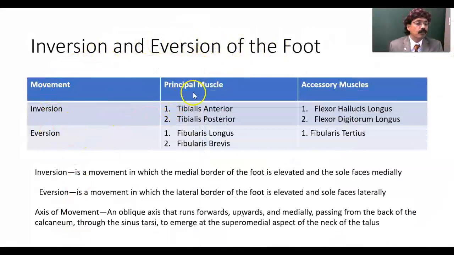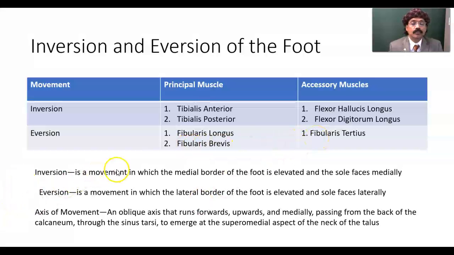Which muscles cause inversion? Tibialis anterior and tibialis posterior. Accessory muscles are flexor hallucis longus and flexor digitorum longus. Eversion is done by the fibularis longus and fibularis brevis, also called peroneus longus and peroneus brevis. Old books say peroneus longus, peroneus brevis. And the accessory muscle for eversion is the fibularis tertius.